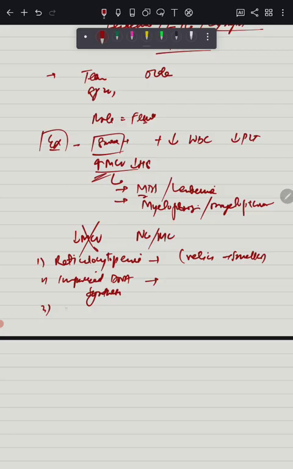So associated B12 or folate, that's especially in long-standing, not in early stages. Long-standing marrow stress or poor nutrition.